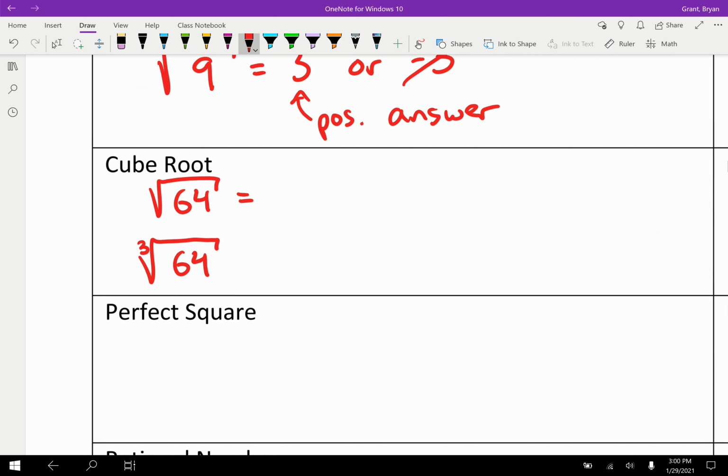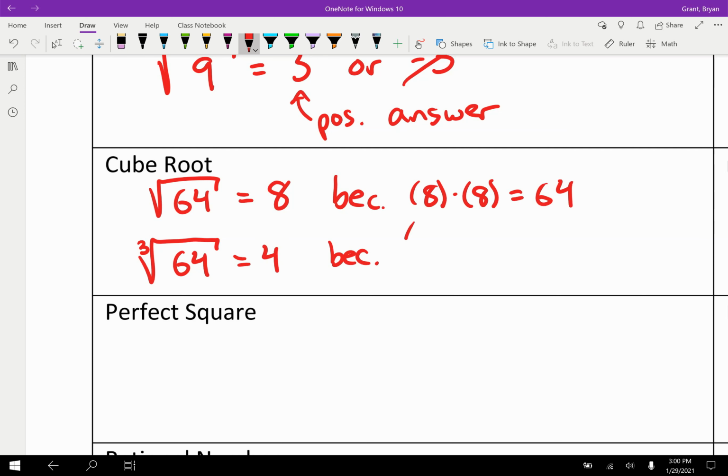The square root of 64 is 8, because 8 times 8 equals 64. But the cube root of 64 is 4. And hopefully you figured this out. It's because if you multiply not two 4's together, but three of these 4's together, and you can try this on your calculator, 4 times 4 is 16, times a third 4 is 64. Cube roots look for three of the same number that multiply to equal the radicand.